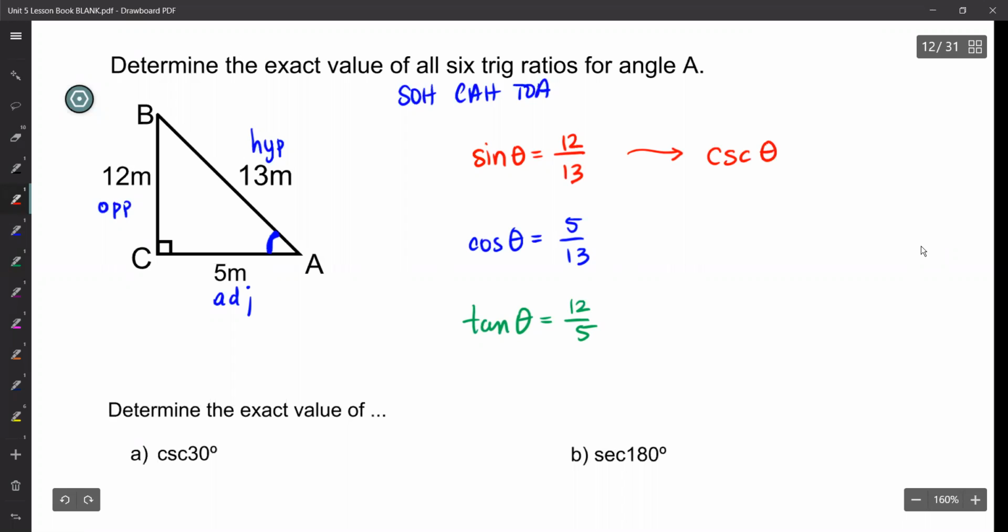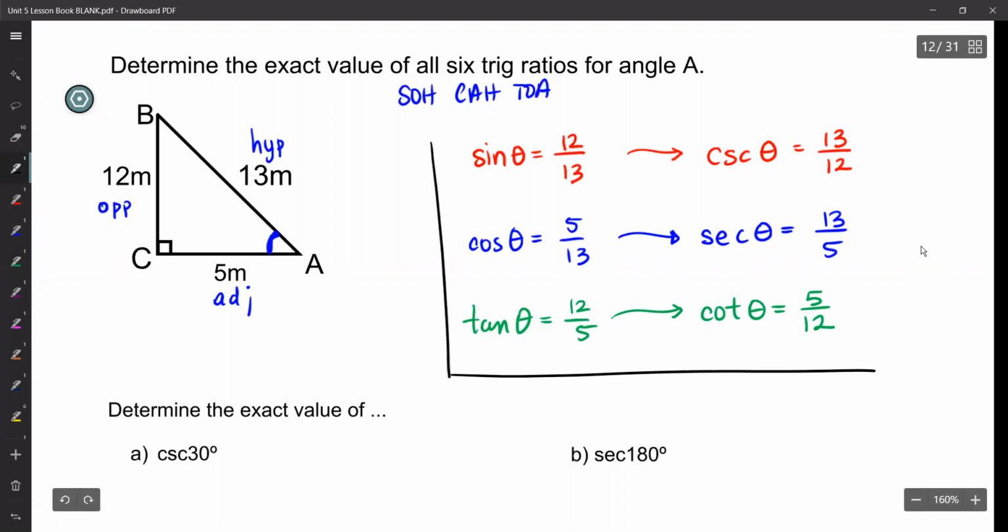So the reciprocal of sine is cosecant, and cosecant theta will be equal to simply 13 over 12. Okay, just the flip of whatever sine was. Secant, which is the reciprocal of cosine, will be the reciprocal of 5 over 13, which is 13 over 5. And then same idea with cotangent. Cotangent will be equal to the reciprocal of tangent. So these are our 6 trig ratios.